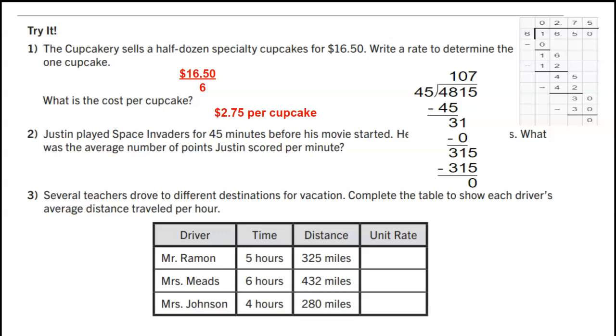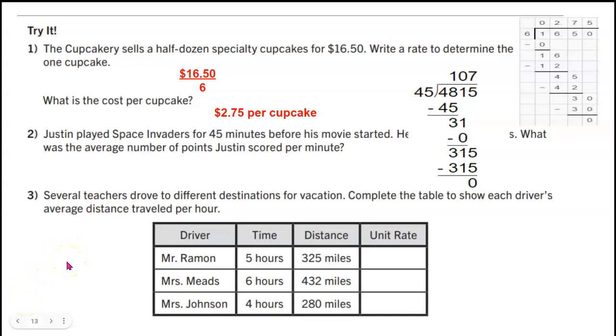Several teachers drove to different destinations for vacation. Complete the table to show each driver's average distance per hour. Mr. Rahman, 5 hours, 325 miles. Mrs. Meads, 6 hours, 432 miles. And Mrs. Johnson, 4 hours, 280 miles. Go ahead and fill in that chart by finding the unit rate for each one.